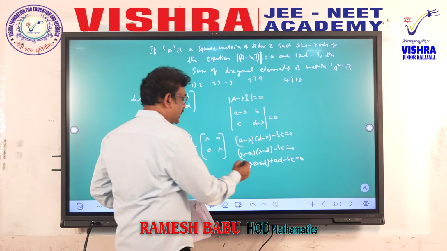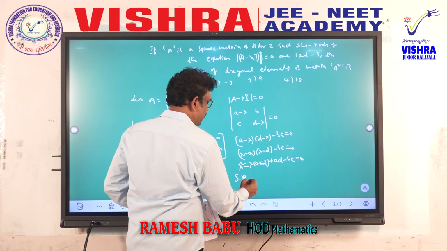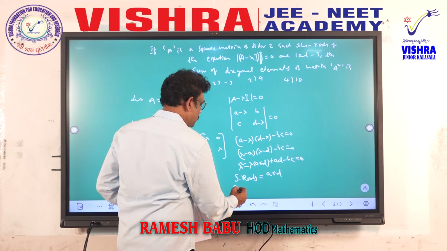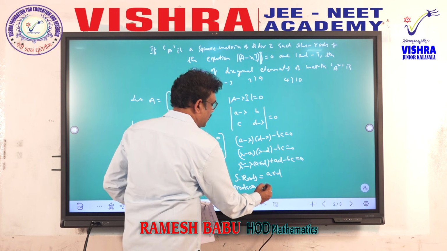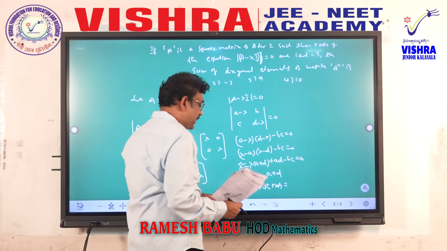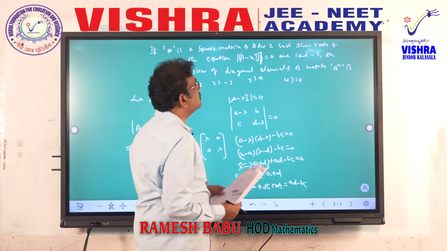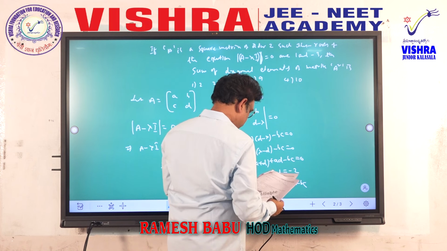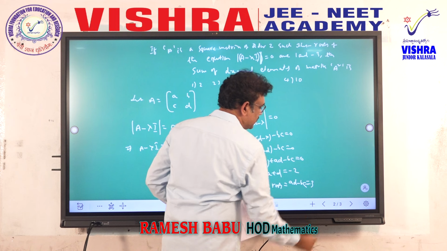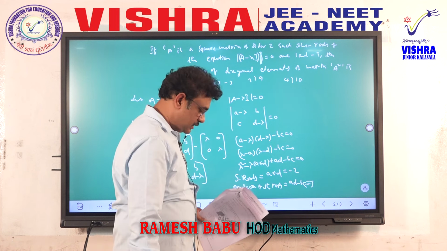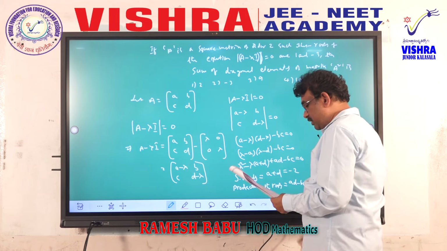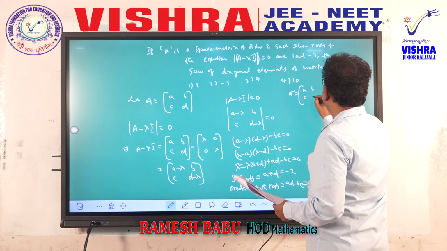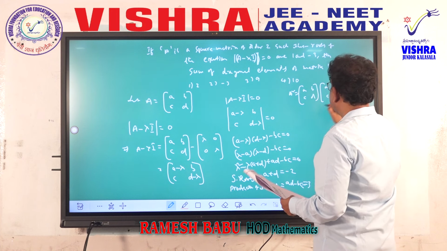So now the sum of the roots is equal to A plus D, and the product of the roots is equal to AD minus BC. Here the sum of the roots is equal to minus 2, and the product of the roots is equal to minus 3. Now A square is equal to A B C D times A B C D. Now this is A square.